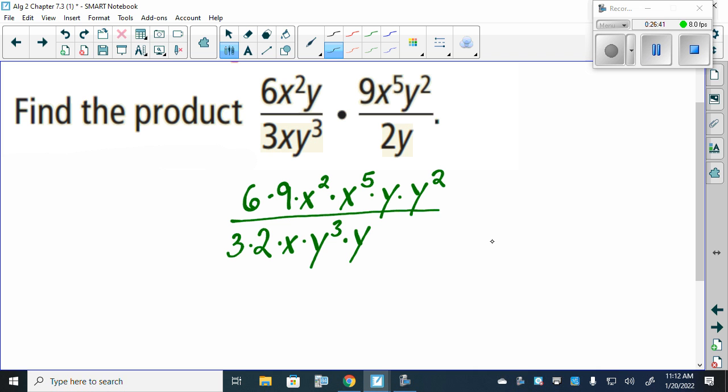Because we can still stick with 9 times 6 is 54. X squared times x to the 5th would be x to the 7th. Y times y squared is y to the 3rd. 2 times 3 is 6. We'd still have our x, but then we would have y to the 4th.